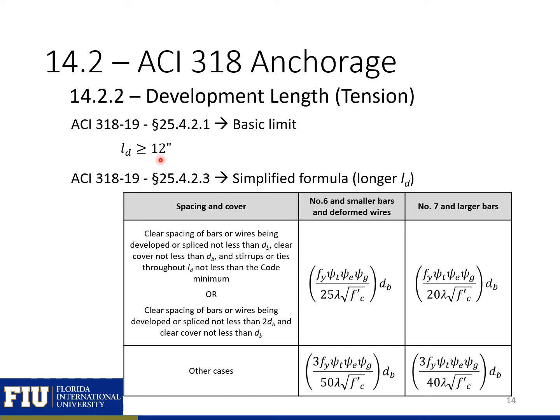In ACI, we have a simplified procedure and a detailed procedure for calculating our development lengths. So shown here in this table are the simplified formulas for the development length of a straight bar in tension. You can see, based on the spacing and cover of the bar and based on the bar size, you can come in and choose the correct equation to start with.